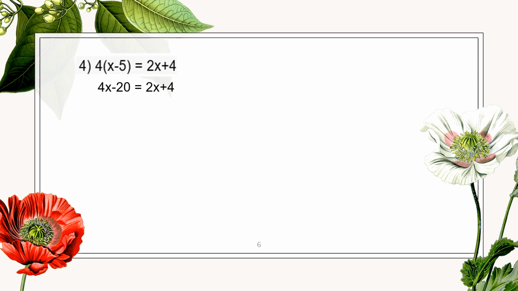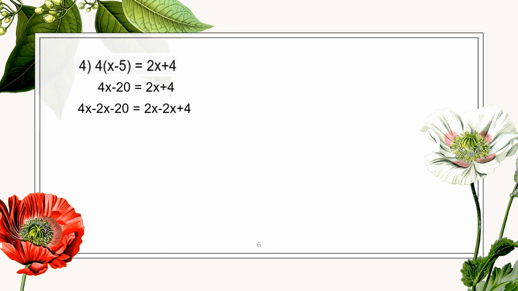This time we have 4x and 2x. There's 4x on the left side and 2x on the right side. So I told you that x should be on the left side only. But since we have 2x on the right side, we need to eliminate it. To eliminate 2x, we will just subtract 2x. So we subtract 2x in both sides of the equation. So 4x minus 2x, copy minus 20. 2x minus 2x, copy plus 4.